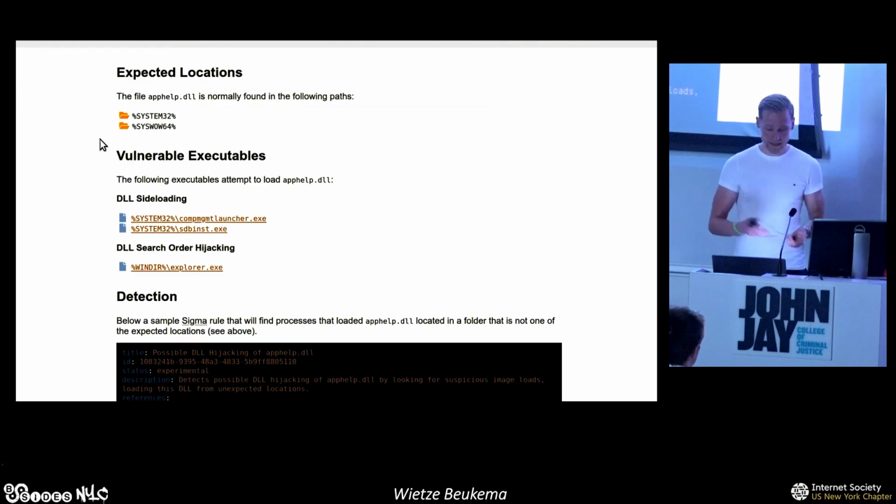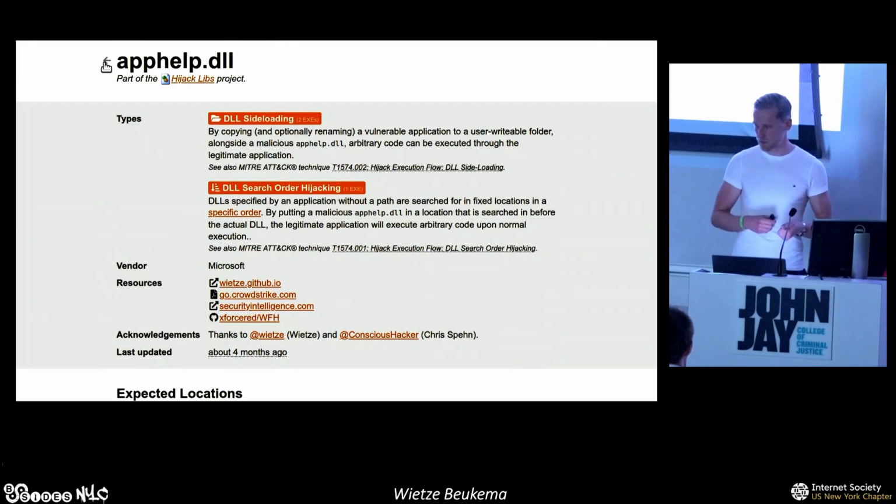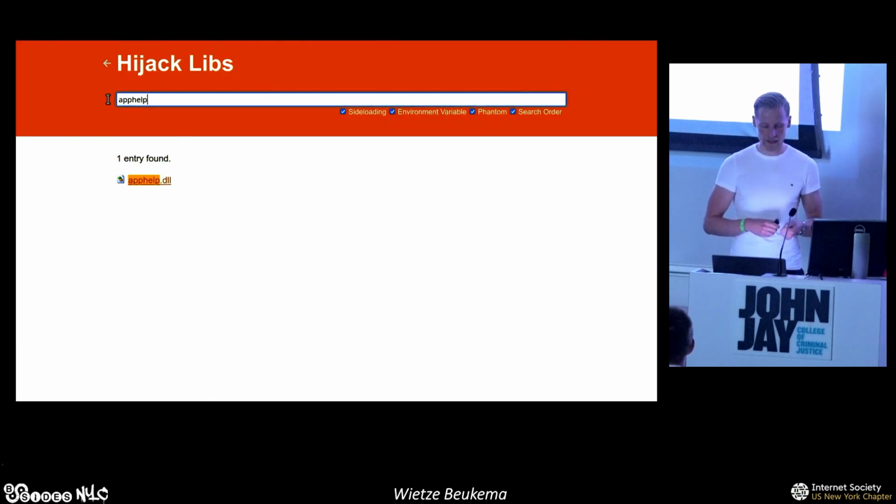It tells me in this case it's normally located in System32. It then tells me these 3 executables are vulnerable. And this Sigma rule then helps me detect it, right? Sigma you can convert to your vendor language of choice by converting it.